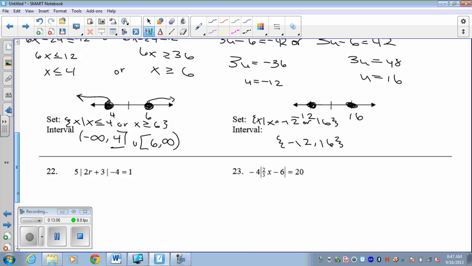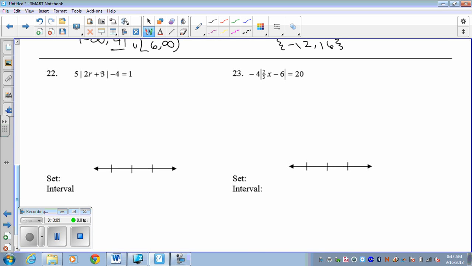Alright, scooting on down. Down here, before we do anything, we have to isolate the absolute value. So I'm going to add 4 and divide by 5. So let me just do it step by step. Add 4 to both sides, we get 5. Divide by 5, and I end up with the absolute value of 2r plus 3 equals 1. Now I'm ready to split it up. 2r plus 3 equals 1, or 2r plus 3 equals negative 1. Now it's just like number 21. So subtract 3, divide by 2, r is going to equal negative 1. Subtract 3, divide by 2, r is going to equal negative 2.